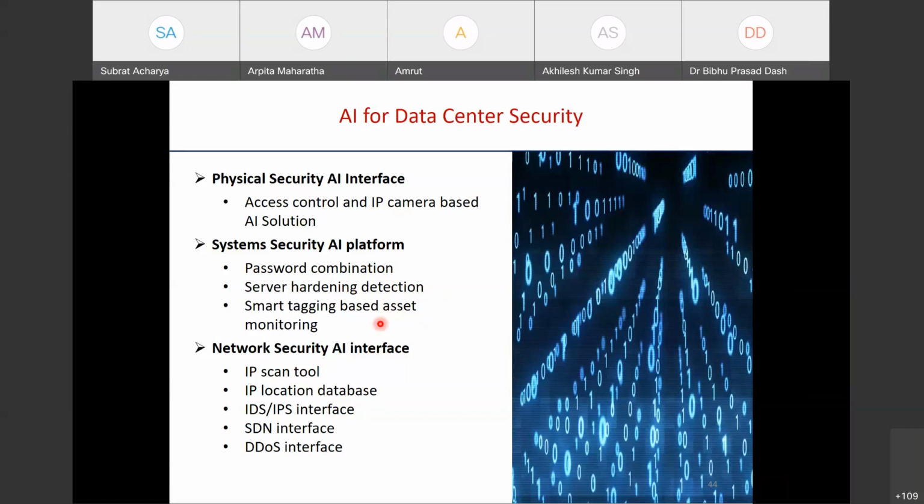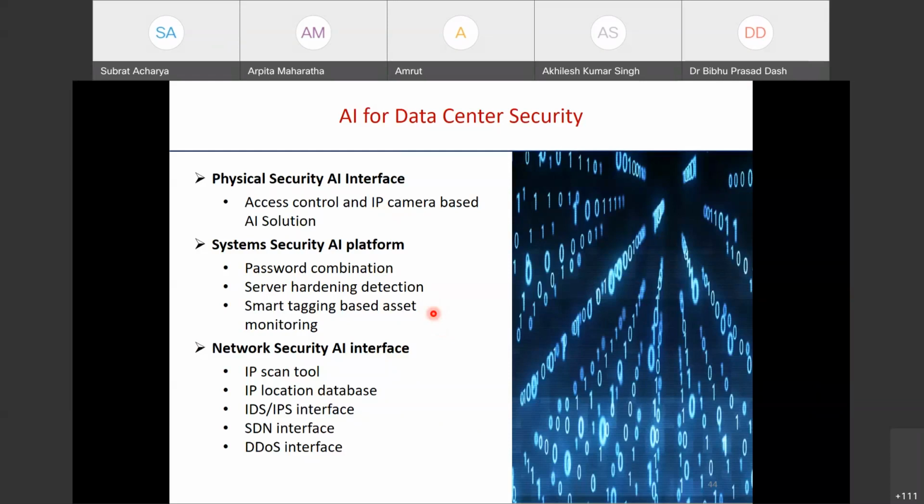And then smart tagging based asset monitoring. Smart tagging based asset monitoring means, let us say we have some 500 devices in the data center, starting from your switches, routers, and firewalls. Many products will be there. So if I'm sitting in my control room and one device goes out, how do I detect it? Nowadays smart tagging based asset monitoring tools are available.